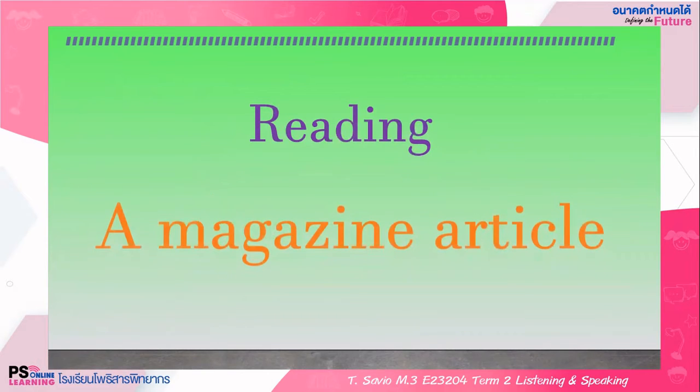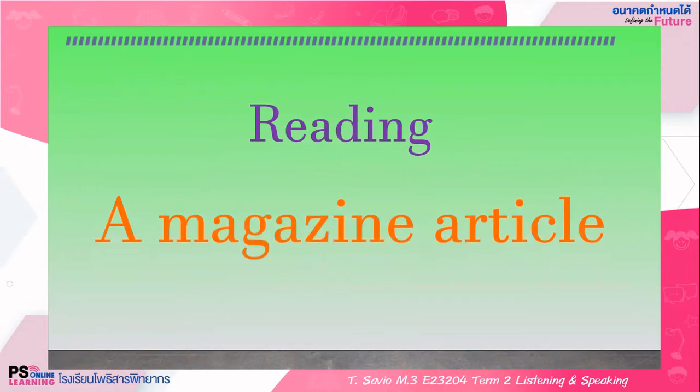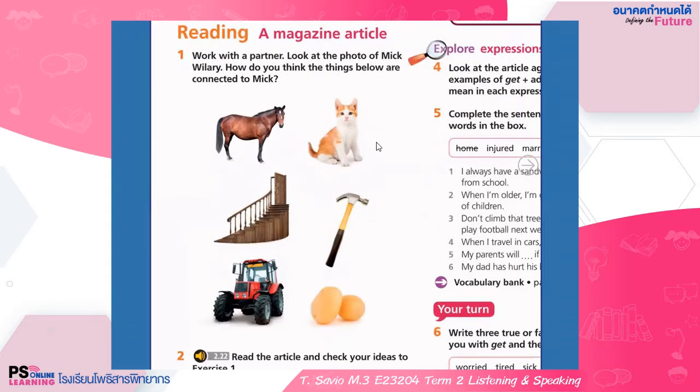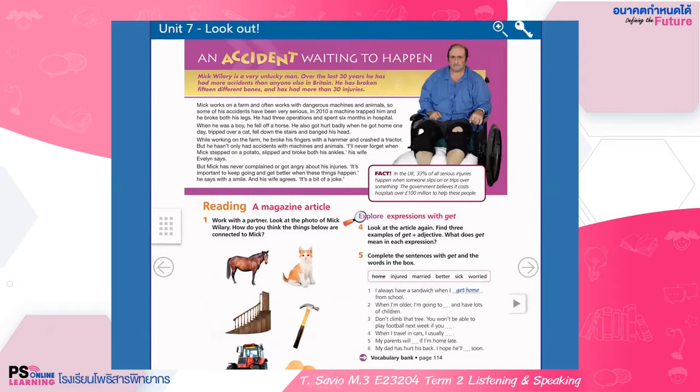Reading a magazine article. Work with a partner. Look at the photos of Mick Willery. How do you think the things below are connected to Mick? Okay, picture of a horse, a cat, a stairway, a hammer, a tractor, and potatoes. Let's read the article. An accident waiting to happen. So this is the picture of Mick Willery.